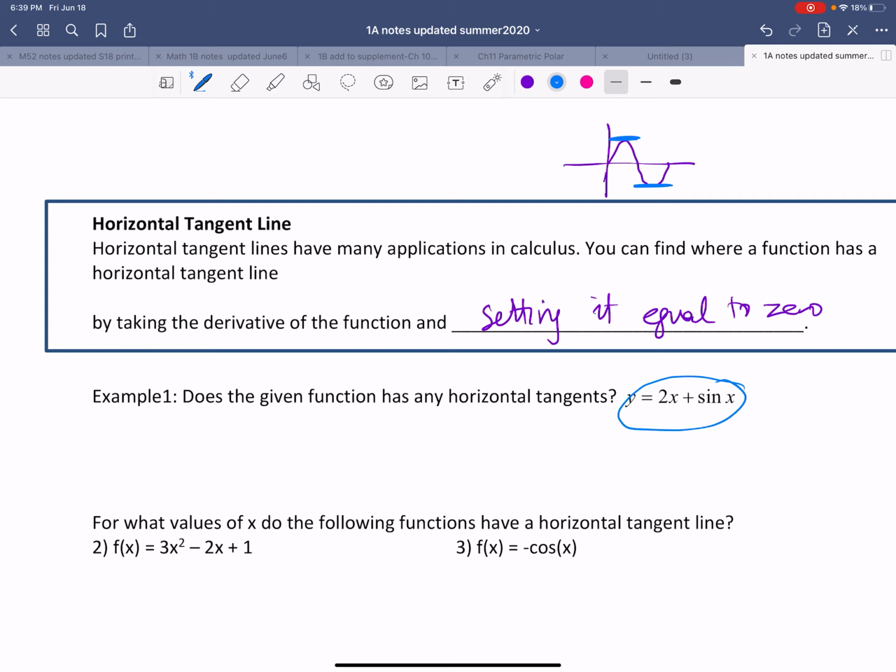Does the given function have any horizontal tangent? Y is equal to 2x plus sine x. Let's go ahead and calculate the derivative. It's going to be 2 plus cosine x. And now we need to think about, is that 2 plus cos x ever equal to 0? Or is cosine x ever equal to negative 2? That's a no, because cosine always stays between negative 1 and positive 1. It's never bigger than positive 1 and never smaller than negative 1. So no, it's not possible for this graph to have a horizontal tangent.